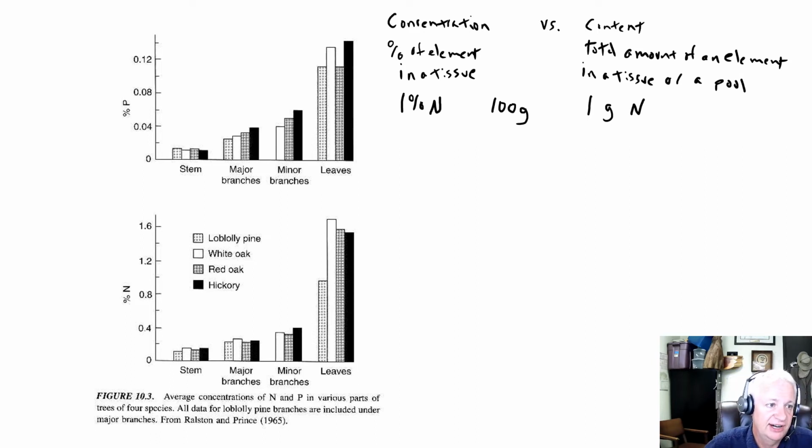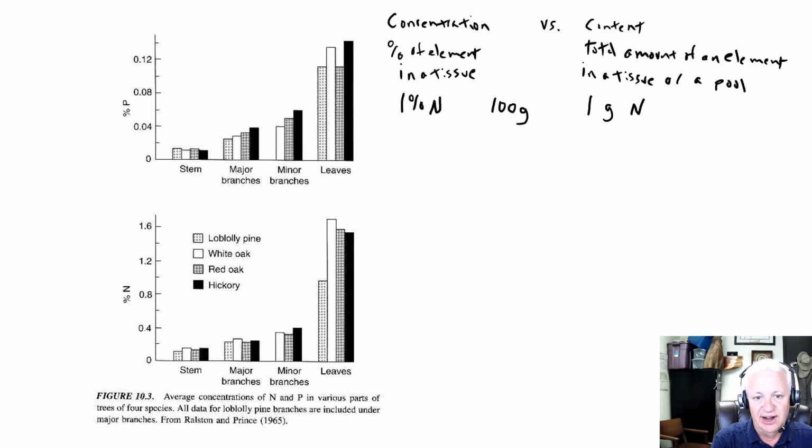When we look at concentrations, we see some trends. In general, the concentration of mineral elements tends to be highest in the most physiologically active tissues. Leaves are the most physiologically active tissues, and they tend to have the highest nutrient concentrations. So you can see here for both phosphorus and nitrogen, leaves have the highest concentration of those elements. Small branches have a little bit lower nitrogen concentration. Big branches have even lower concentration, and stem have even lower concentrations.